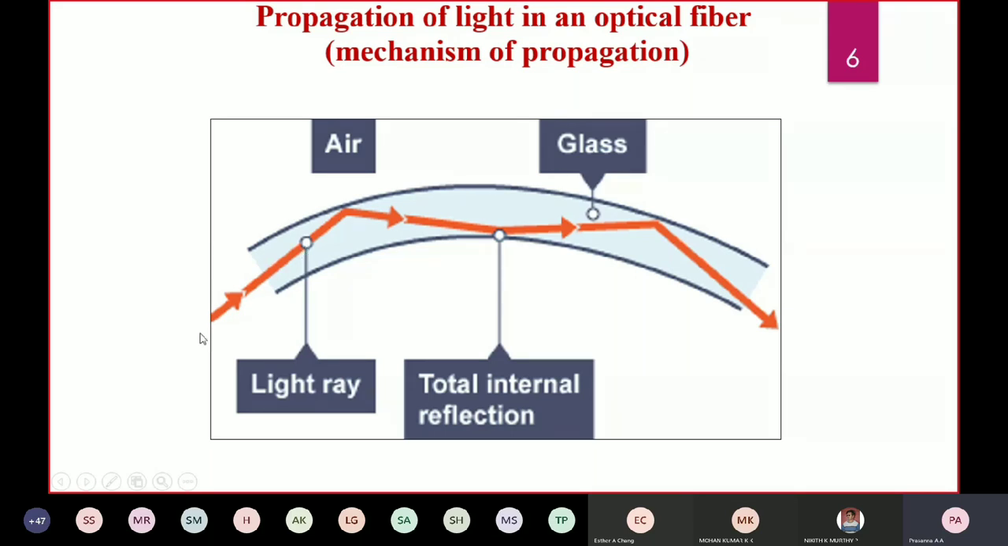And here, when the light ray is made to enter the core with an angle of incidence greater than the critical angle at this point, it gets completely reflected back into the medium of incidence. And at this interface again, if the angle of incidence is greater than the critical angle, that will also undergo total internal reflection.